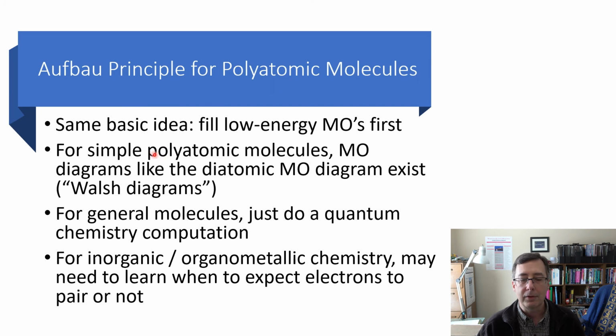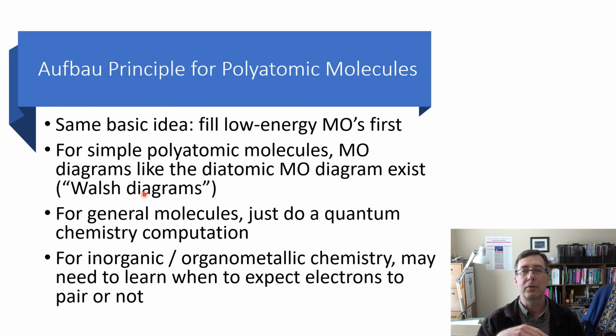Are there simple diagrams for the molecular orbitals of polyatomic molecules? Yes and no. If they're sufficiently simple polyatomic and famous enough, like water, then yes, there are some qualitative MO diagrams. These are generally called Walsh diagrams, and you can find them in some textbooks. I'll show an example. But if you don't have something very simple like H2O, then don't worry about it.